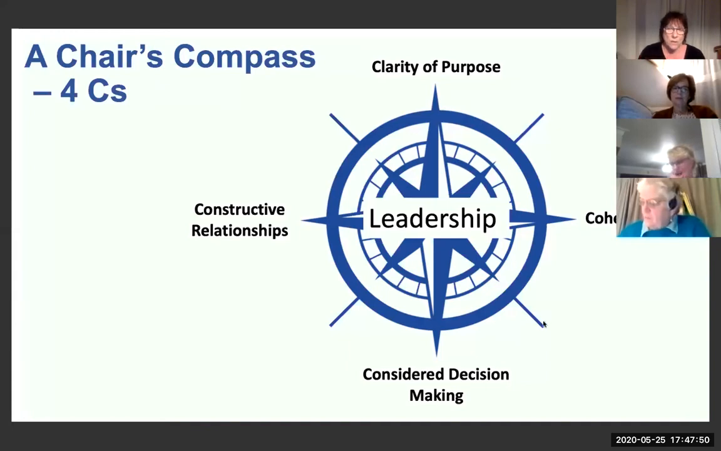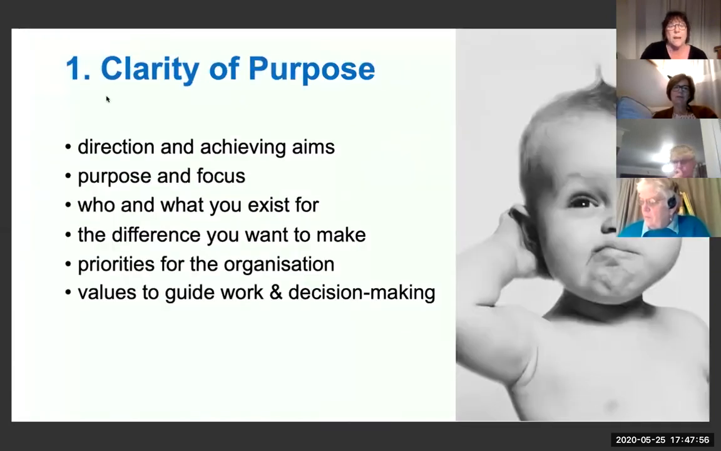So for the next half hour, we're just going to look at each of these roles and explore what they look like. So the first one is about clarity of purpose. We know that boards who are really clear about the direction and what it is that they're trying to achieve have really focused meetings and manage to stay on track. So it's not just about having a strategic plan, but really knowing what your vision is and what your reason for existing is. And so that's the difference that you want to make in the world. So clarity of purpose is about knowing why we exist as a board and what it is that we're trying to achieve.